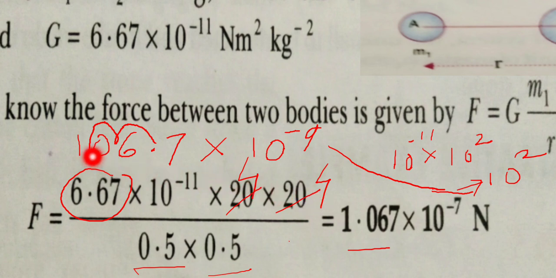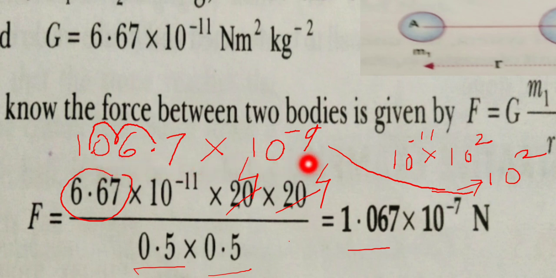You will get the answer as 106.7, and here 10 raised to minus 11 you will multiply with 10 raised to 2. Sorry, not 9, by mistake. So when you solve this, after minus 11 plus 2, you will get 10 raised to minus 9. So the final answer you will get is 106.7 into 10 raised to minus 9.